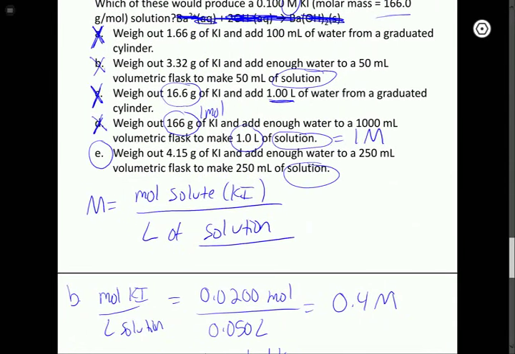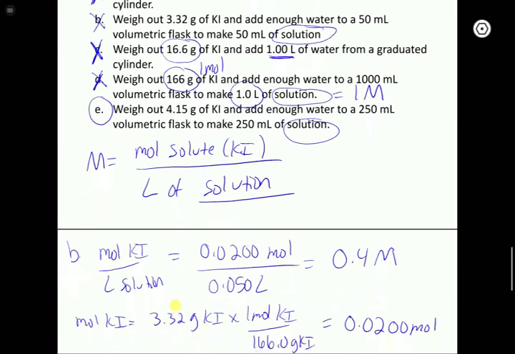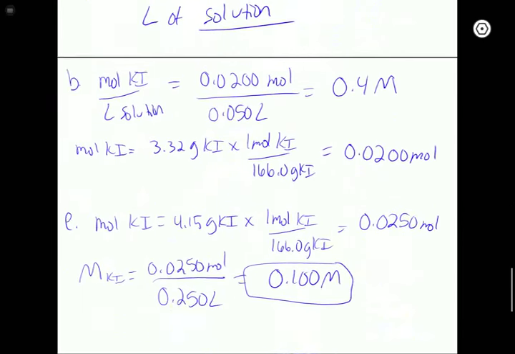So there was a lot of work involved with this one in terms of calculating all the different concentrations, but 2 of them we can eliminate, because if we're making a solution with a specific molarity, we need to know the volume of the solution, not just the volume of water that we add to make that solution.